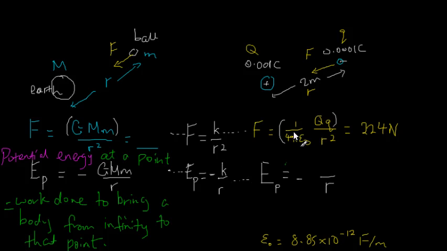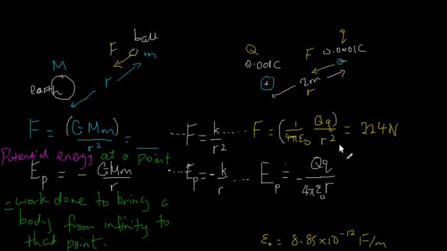In this case, the constant is this k naught here. So let me write this out. So it will be Qq on top over 4 pi epsilon naught times r. 4 pi epsilon naught.